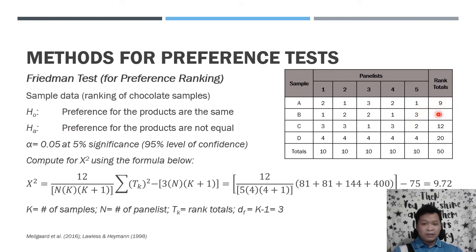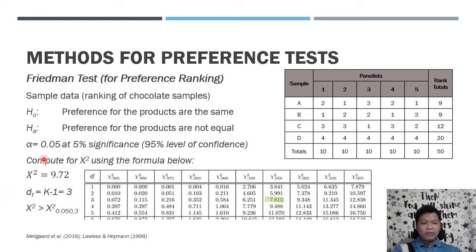So based on the rank totals, if you input it into the equations, taking into consideration having 4 samples, in this case 5 panelists, and then the square of the individual rank totals, and then considering that our degree of freedom is the number of samples minus 1, so that's 3. So we can get a chi-squared statistic value of 9.72.